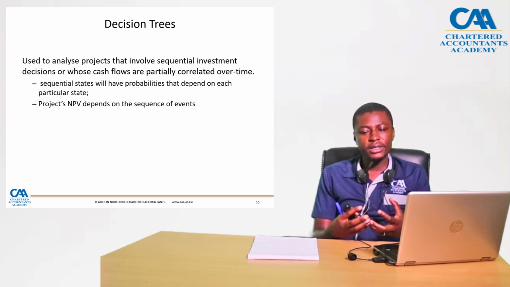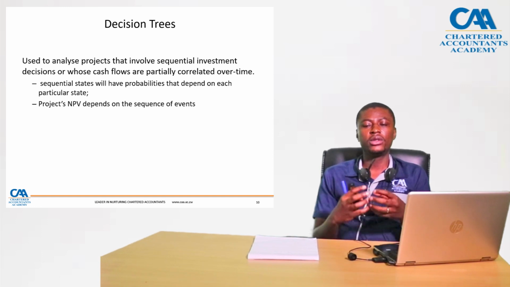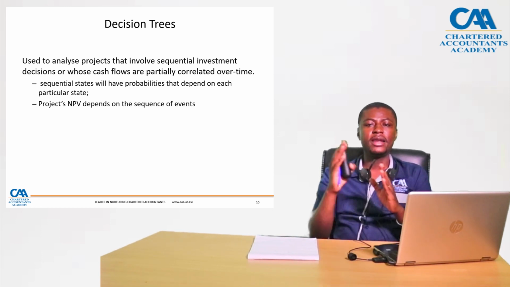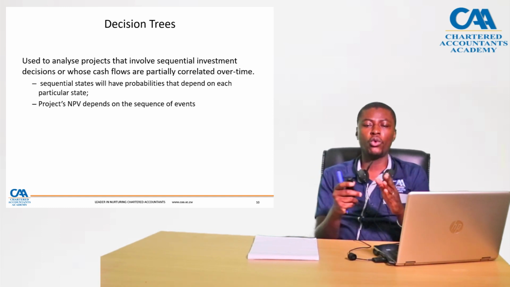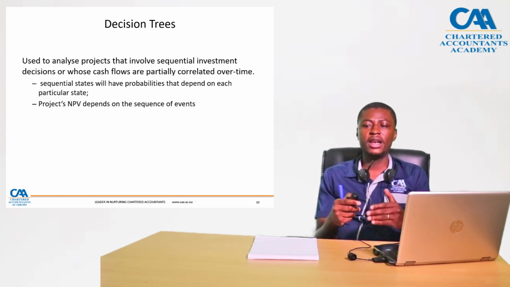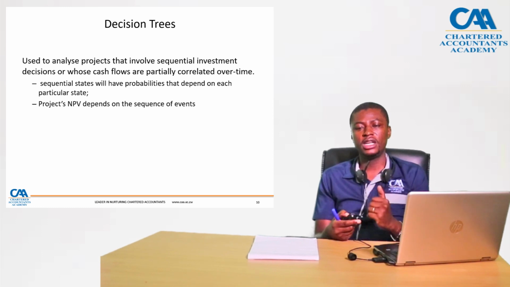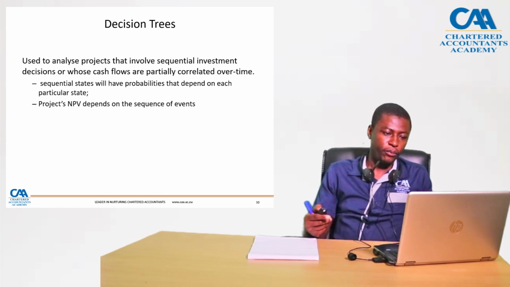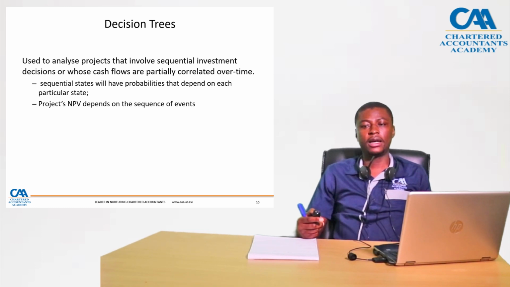So the project's NPV would depend on the sequence of events. From the word tree, it means there are going to be a number of possible branches or pathways. And you can end up having a number of possible net present values depending on the path that you have taken. So let's use an example.